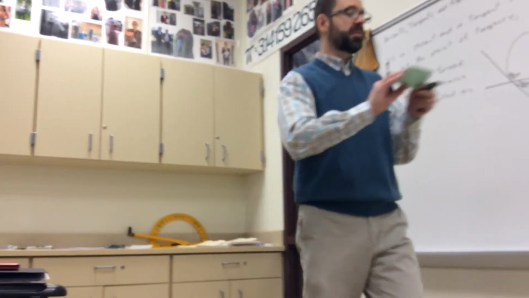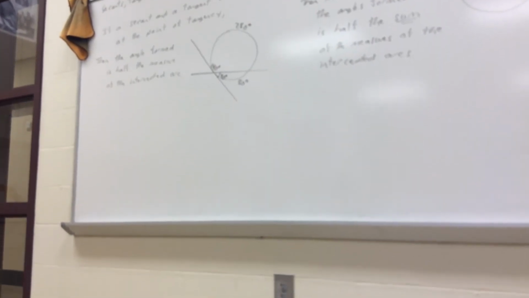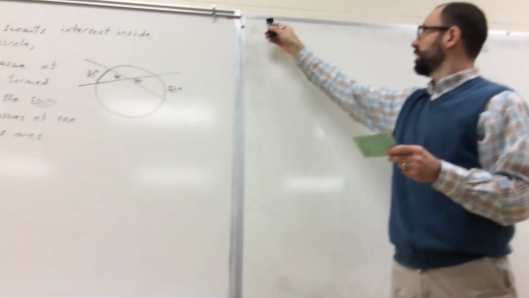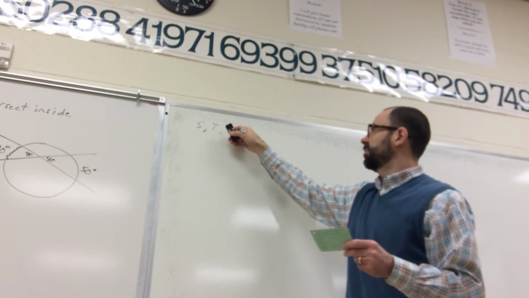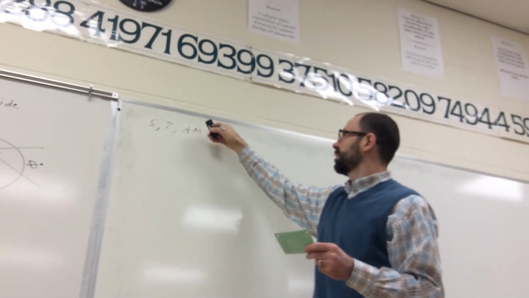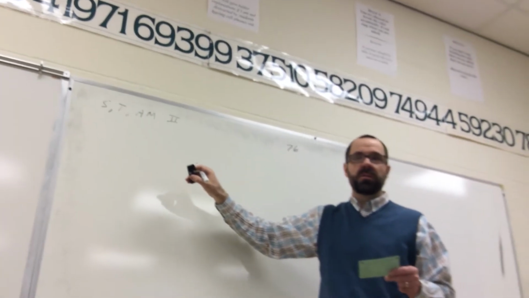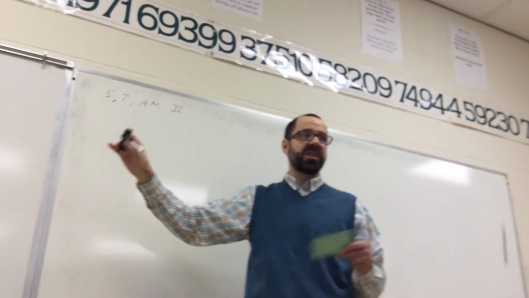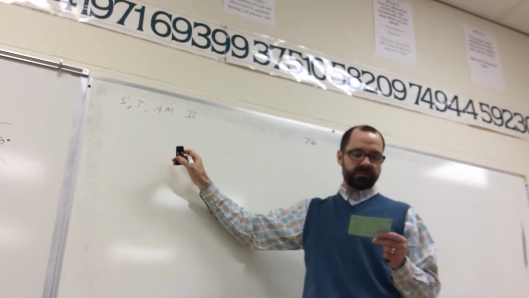All right, now 76. So title here is Secants, Tangents, Angle Measures, Part 2. If you want to write it all out, it's just the same as the other one, secants, tangents, and angle measures. But I think you get the idea.